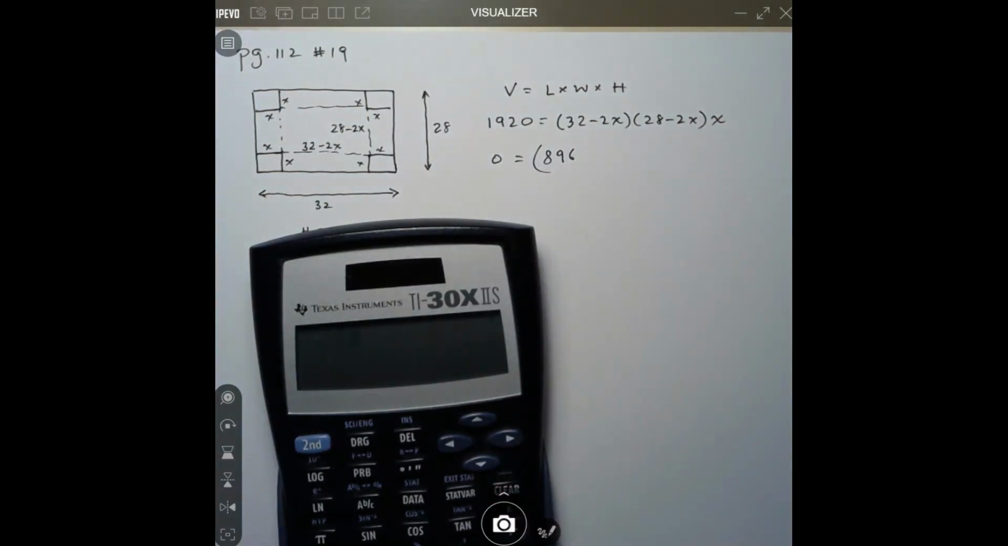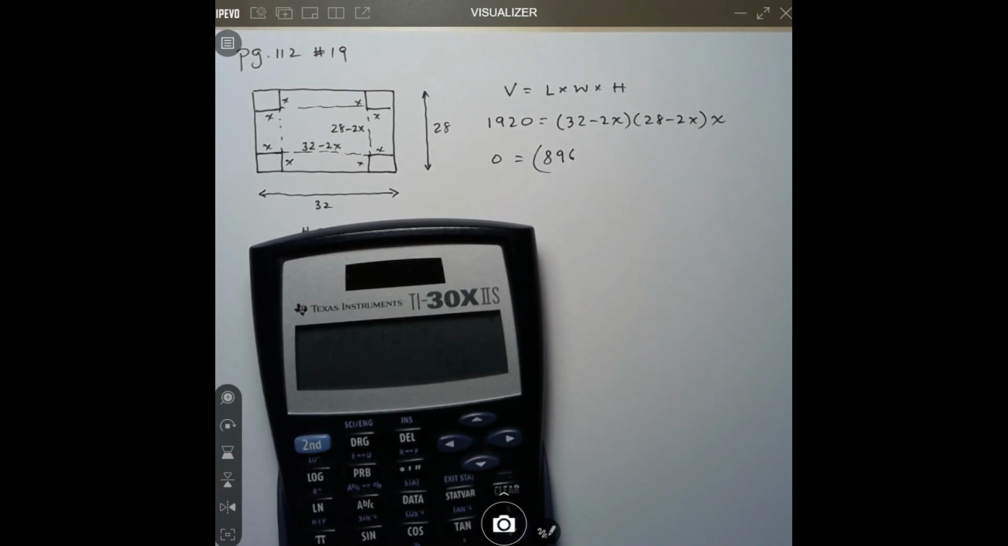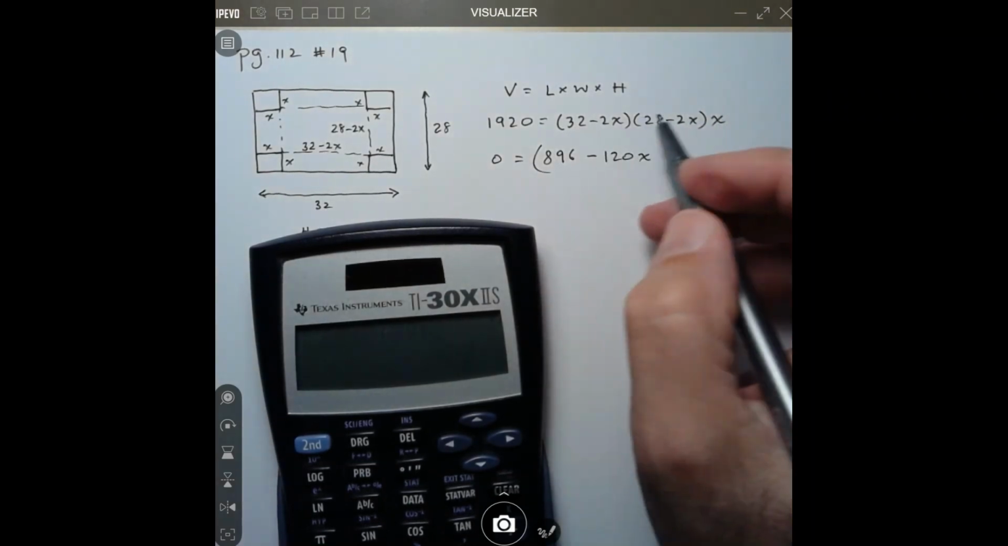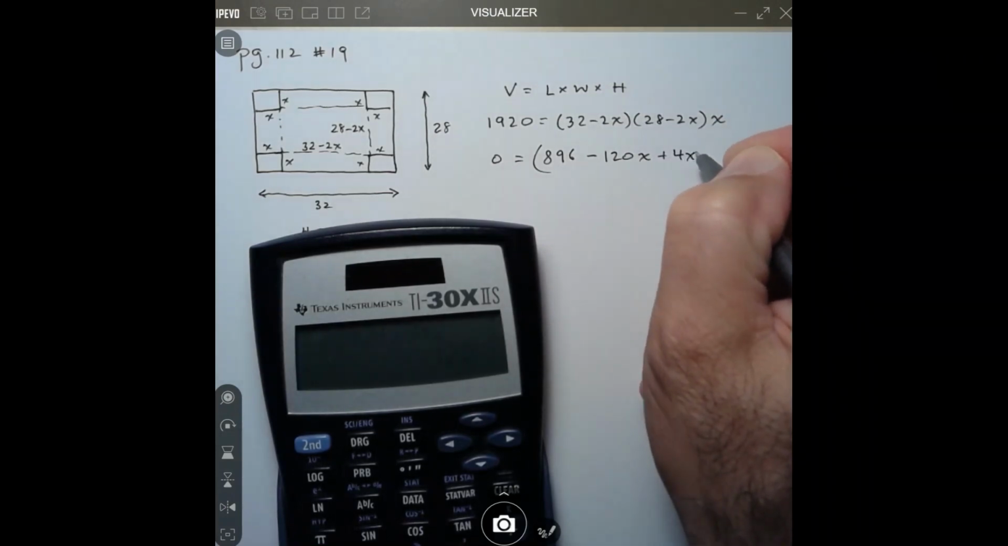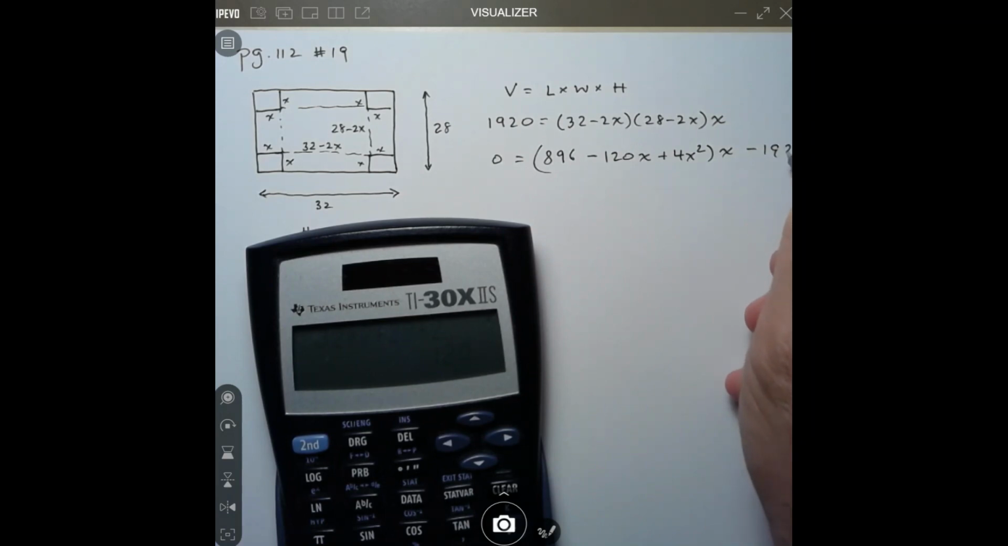We have 32 times 2 plus 28 times 2. Notice I'm adding them because they're going to be both negative. So in terms of the calculation, it'll be the same, but it's going to be minus 120x. And then here, as we said, plus 4x squared times x. And don't forget that we're bringing over the 1920.